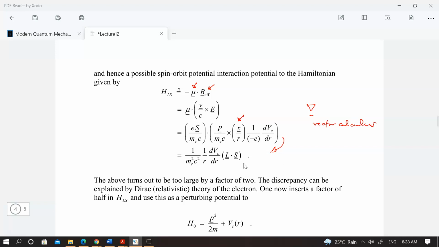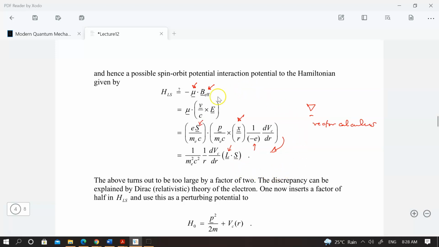Now where is that coming from? This is essentially coming from your p here, that gives you your L. There should be another r cross p. If you put the sign right, that should give you that. I'm not sure, this is p cross r, so there's another minus sign here. That's fine. So in other words, you have r cross p, it gives you L, and you have your S over here.